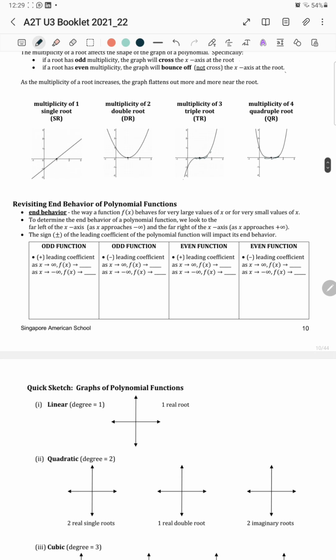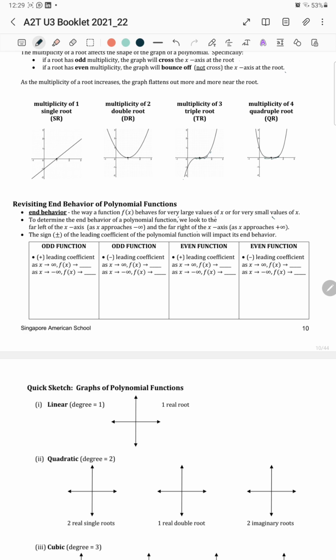So revisiting the end behavior of polynomial functions: end behavior is the way a function f of x behaves for very large values and very small values of x. To determine the end behavior of a polynomial function, we look to the far left values of the x-axis as x approaches negative infinity, and the far right values of the x-axis as x approaches positive infinity.